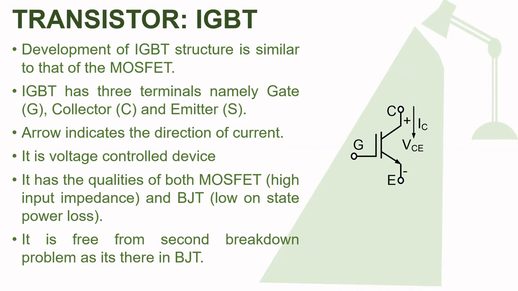IGBT is a device from the transistor family. Development of IGBT took place on the same lines as that of the development of MOSFET. IGBT has three terminals, namely collector, gate and emitter. The symbol of IGBT is as shown in the figure. The arrow in the figure indicates the emitter of the IGBT. The arrow also indicates the direction of current.